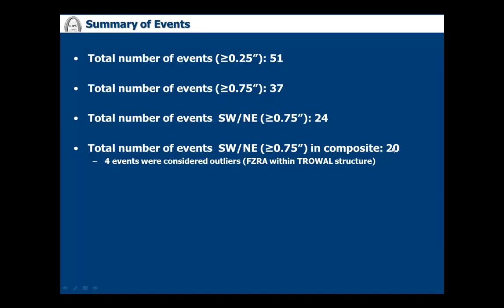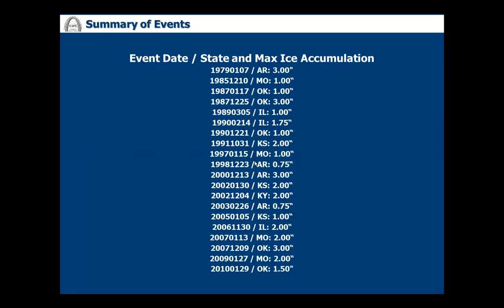But what ended up going into the composite was 20 cases, because 4, after analyzing them, were considered outliers, and a lot of that freezing rain was going on within the trowel structure, and that wasn't the typical setup that we saw with the results there. This is a list breaking down the 20 events that went in the composite and the maximum ice accumulation found in the domain with each event. So you can see there's some big storms there. I'm sure some of those are familiar to some of the offices out there.